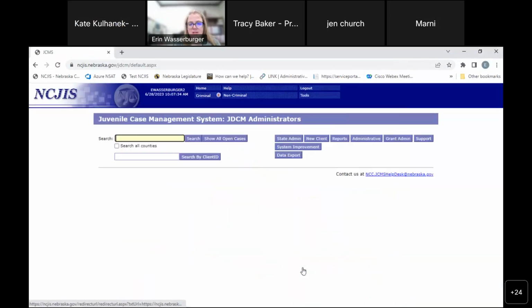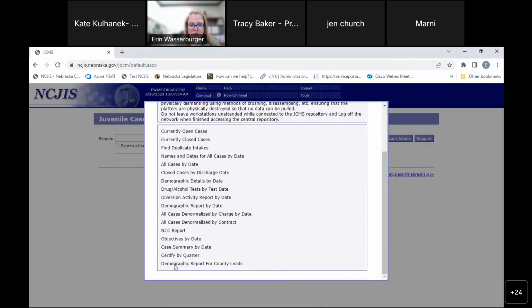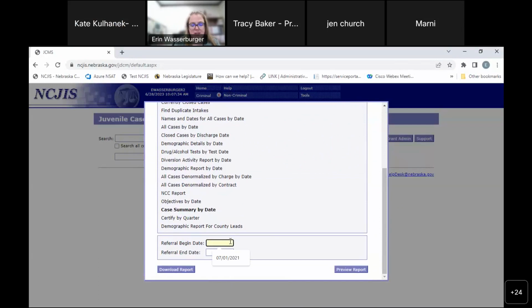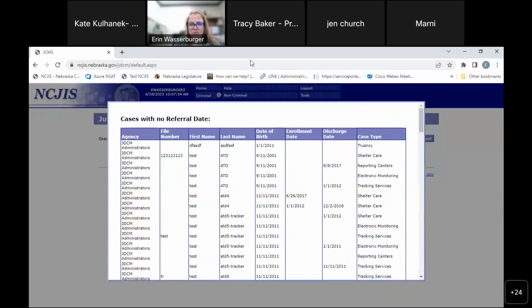So when you go into the JCMS under the reports button, if you go down to case summary by date and put in the referral date and end date, which for this particular activity report would be July 1st of 22 through June 30th of 23. So let me do a future dates. So we'll just do that. Did the preview screen button come up for everybody?